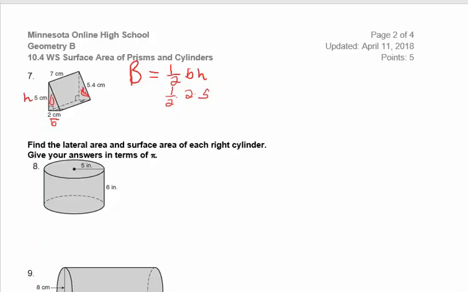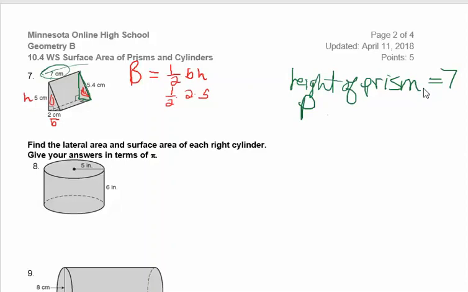For lateral, it's the perimeter all the way around the figure times the height. This will be the height of the figure, the height of the prism. Height of prism is 7, sorry.